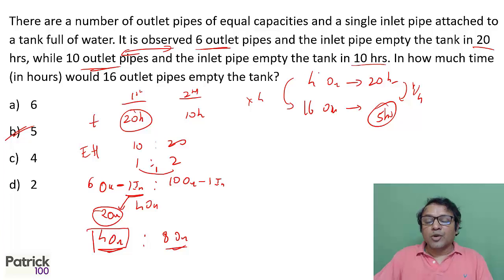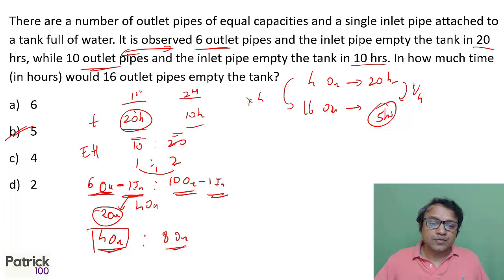B option. Because the number of pipe ratio is 1:4, the ratio of time will be 4:1. So 20 hours will give you 5 hours. I'll repeat this again. Little complex to understand, but if you understand the whole concept of ratios, this becomes much faster to solve. So first case, you have 6 outlet pipes minus 1 inlet pipe. Second case, you have 10 outlet pipes minus 1 inlet pipe, because the inlet pipe works in the opposite direction as the outlet pipe.